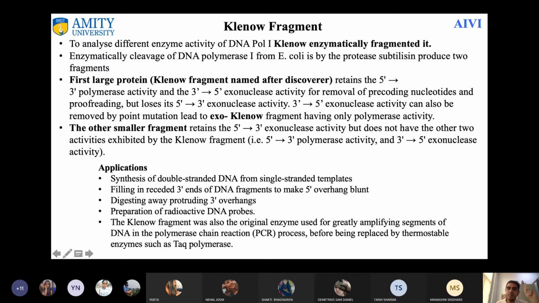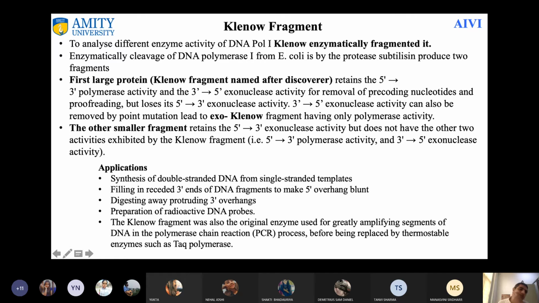So two fragments are there. One fragment having the polymerase activity and the 3' to 5' exonuclease activity, that we call the Klenow fragment. It is a larger fragment, and another smaller fragment has the 5' to 3' exonuclease activity, and that does not have the polymerase activity and the 3' to 5' exonuclease activity.